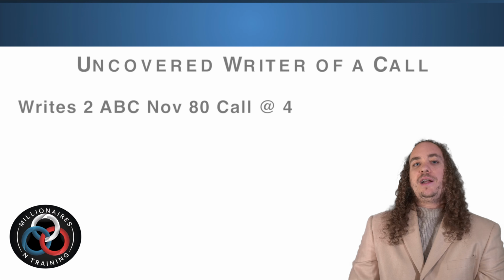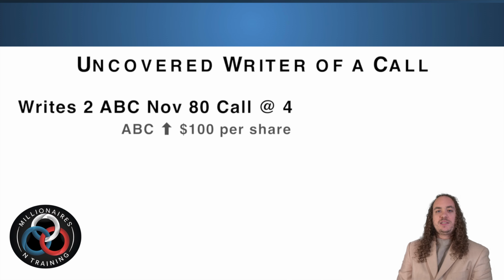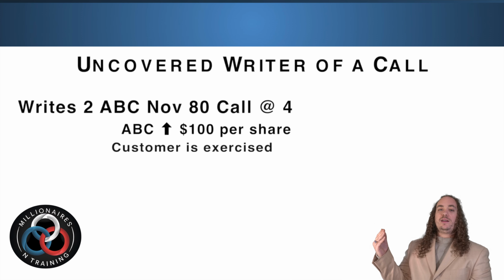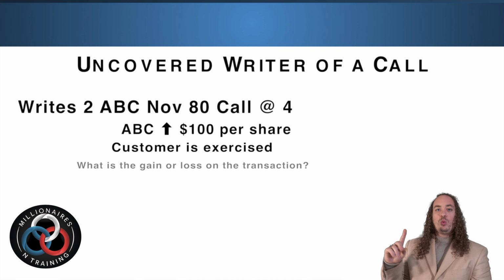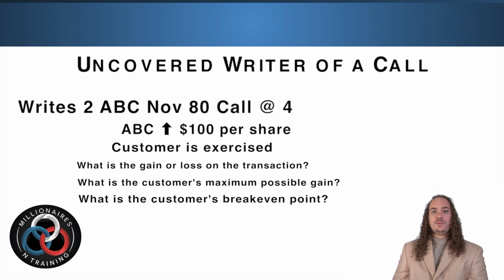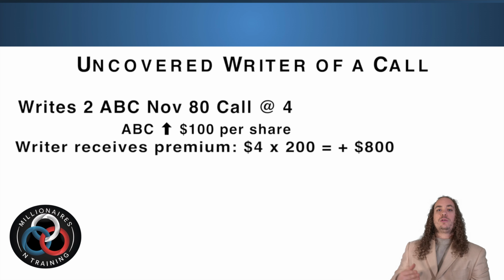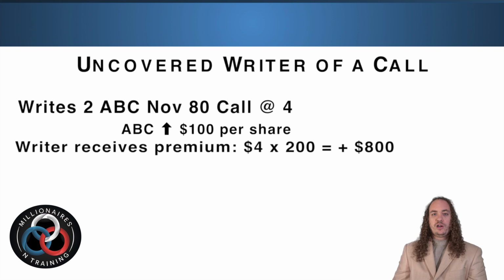A customer writes 2 ABC November 80 calls at 4. ABC rises to 100 and the customer is exercised. What is the gain or loss on this stock transaction? What is the customer's maximum possible gain? What is the customer's break-even point? In this case, the customer writes or sells the option. Therefore, the customer receives premiums. How much premiums does the customer receive? $4 times 200 shares. The customer takes in $800.